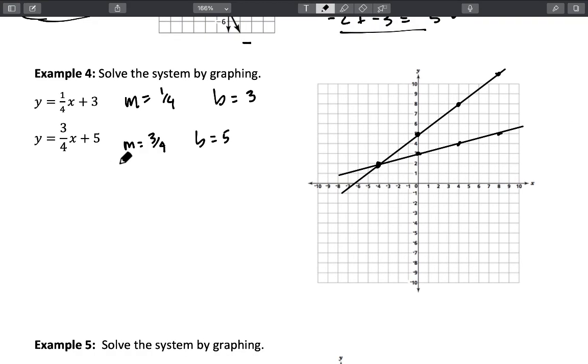All right, so we've got our intersection point here at -4, 2, and we said up above that your intersection points are your solutions. So this would be the solution to the system. If I were to plug -4 in for x and 2 in for y, I would make 2 true statements.